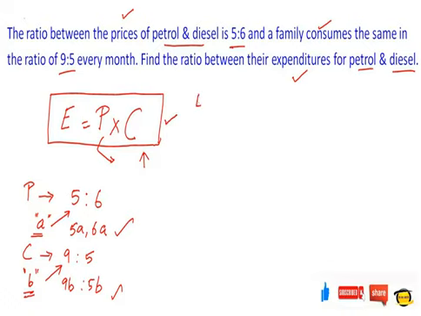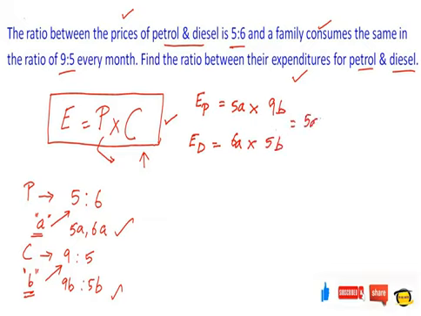So let's first find out the expenditure of petrol. And we know that it's the product of P times C. And the price of petrol is given as 5A. And the consumption was assumed as 9B. And similarly, the expenditure of diesel can be found by multiplying the price of diesel 6A times the consumption of diesel which is 5B.